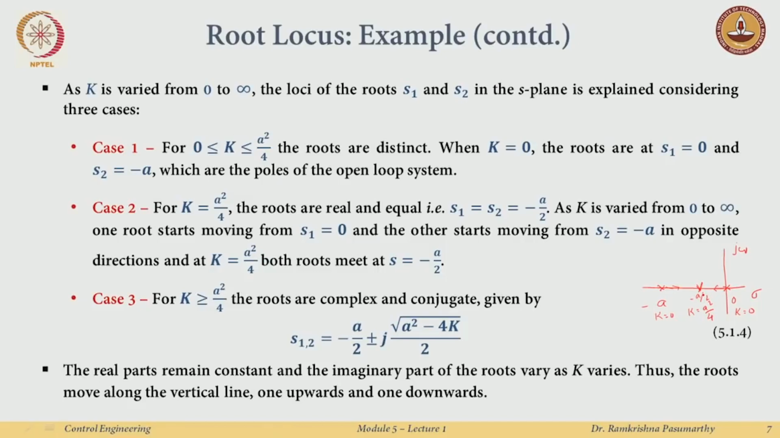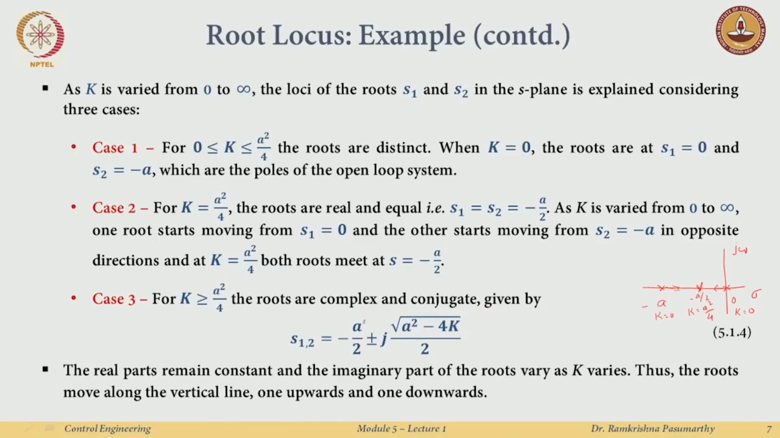Now, what happens after this? When k was between 0 and a square by 4, I just said that these are somewhere on the real line, but now I know that when k equal to a square by 4, they meet here. So, this one travels here, this one travels here. What happens for k being greater than a square by 4? Well, the roots are complex and conjugate and given by this number.